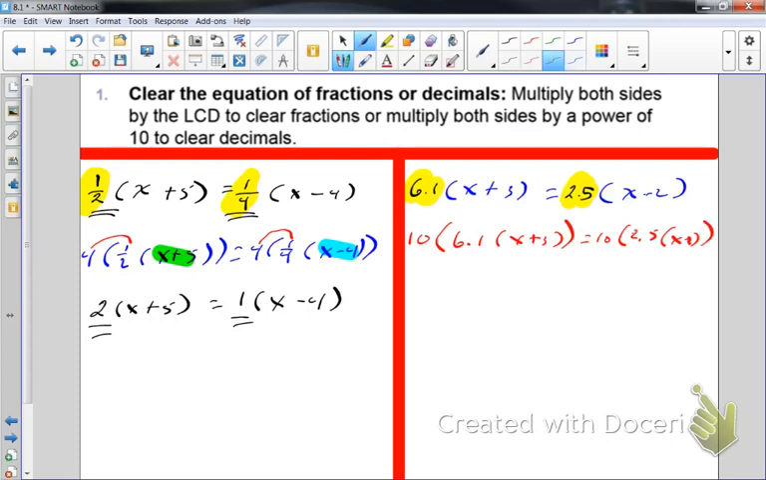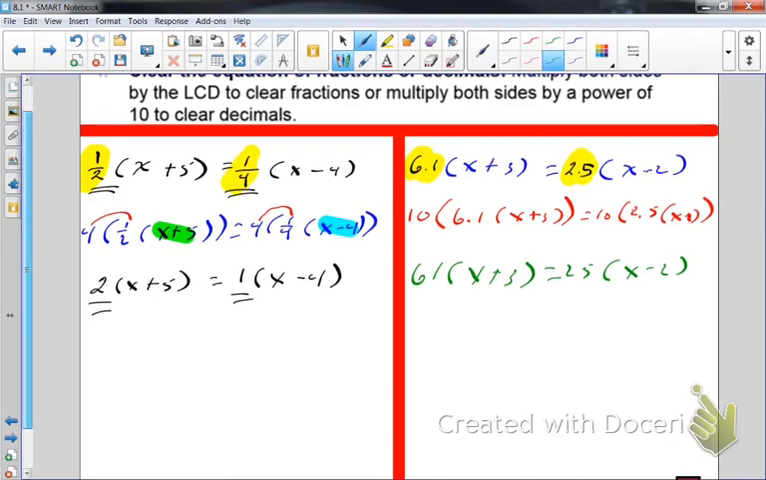When you do that, it moves the decimal place over 1, so you'll end up with 61 times the quantity of x plus 3, and then you have 25 times the quantity of x minus 2. Okay? So these are two basic examples that help you understand what I mean by the word clear, the equation of fractions and decimals. Let's go back and look at number 2.